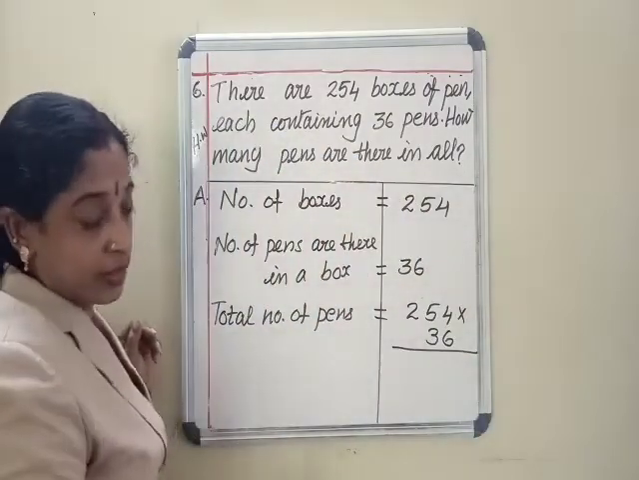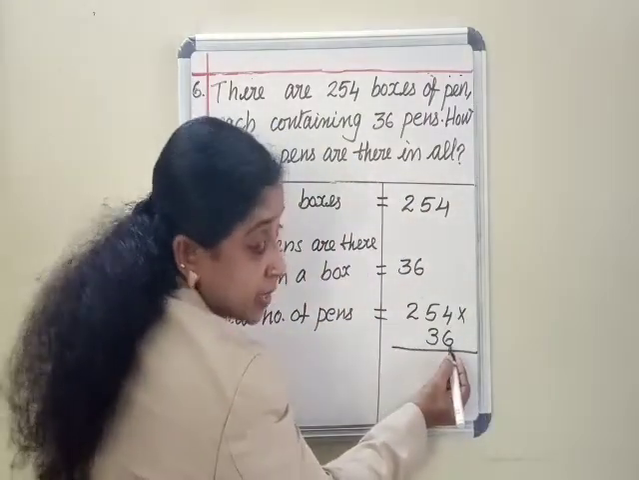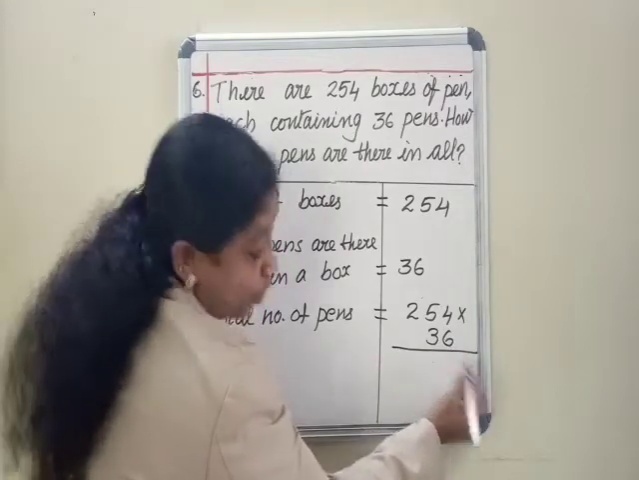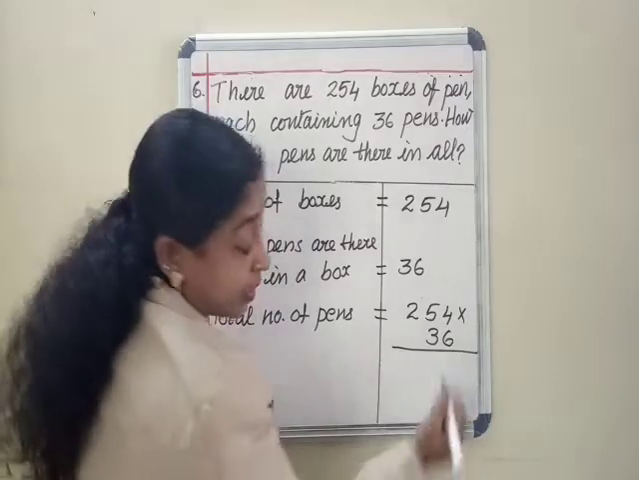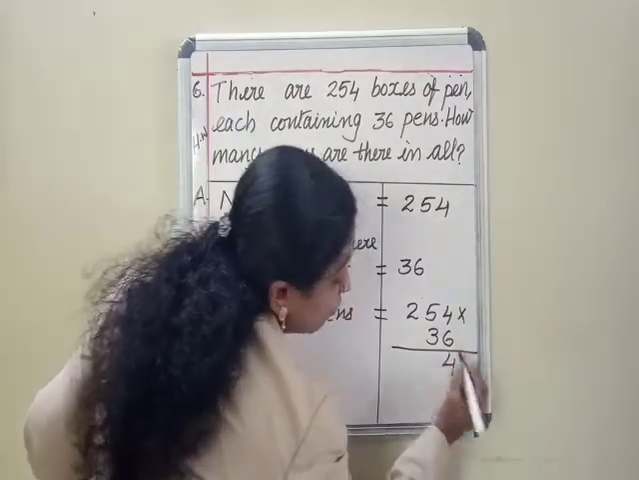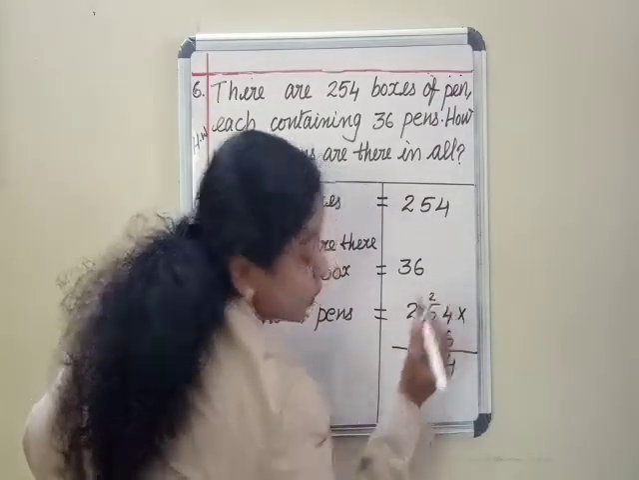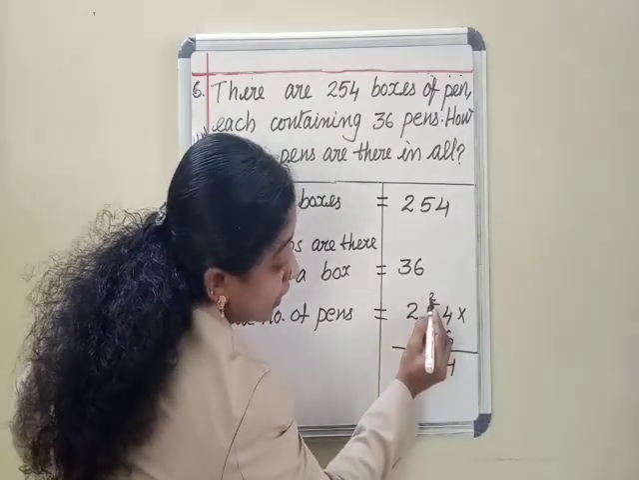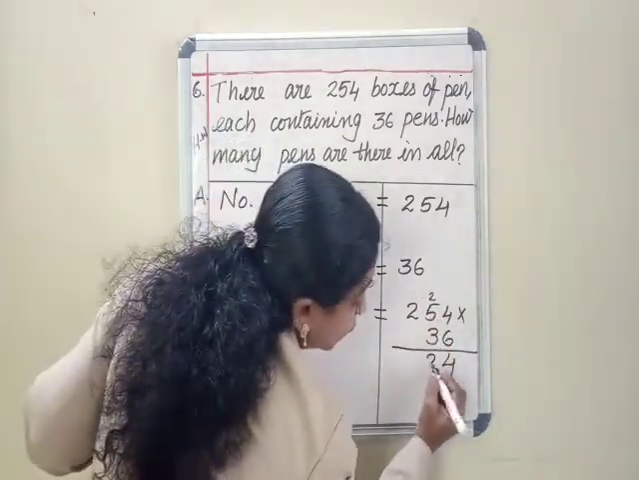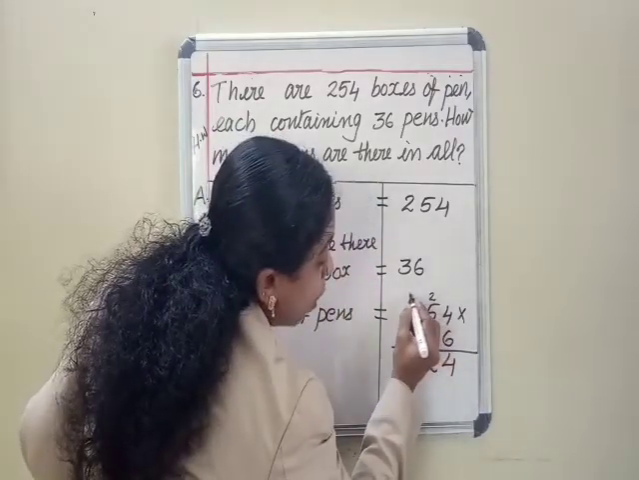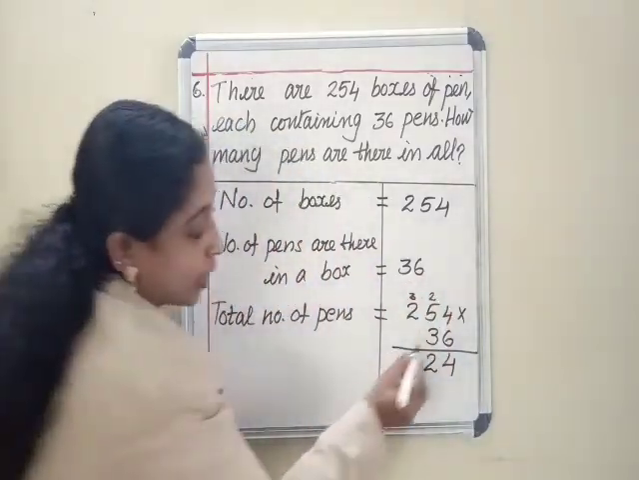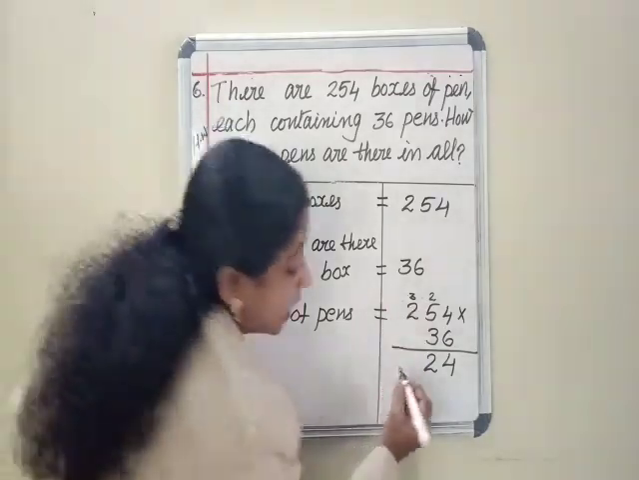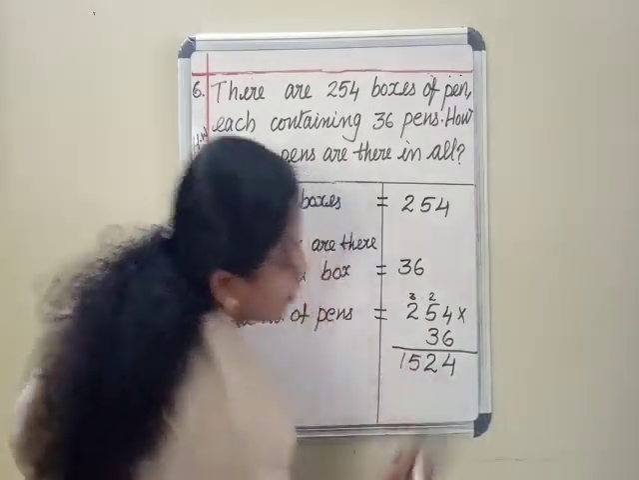Now we can multiply. When we are multiplying by ones place number, 6 into 4, 6 4s are 24. Carrying 2. 6 5s are 30. 30 plus this 2, 32. That carrying 3 above hundreds place we can write. 6 2s are what? 12. 12 plus this 3, 15.